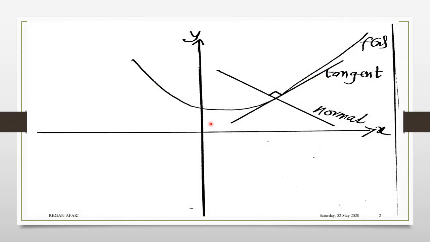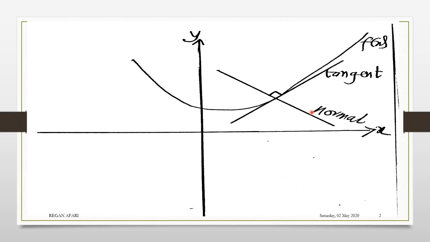Given that we have a curve called f of x, a tangent is the line that cuts the curve at one point. A normal is the line that crosses the tangent at a right angle. So the normal will meet the tangent at a right angle. That is what a normal is: just a line meeting the tangent at 90 degrees.